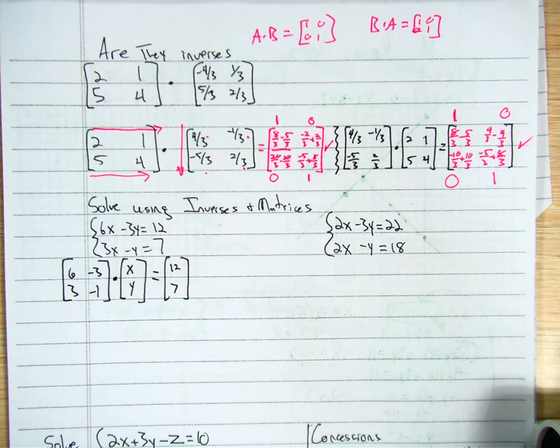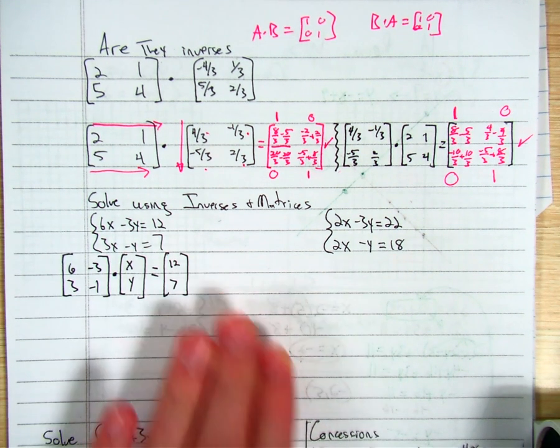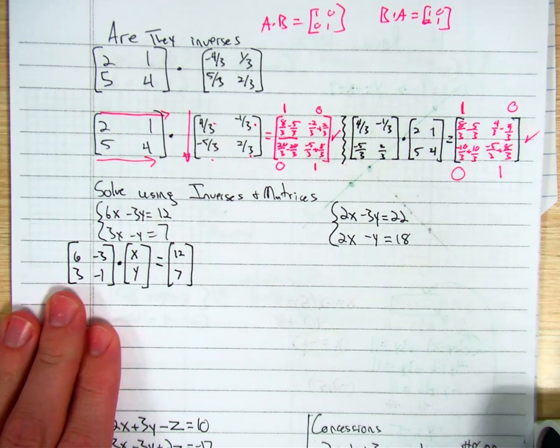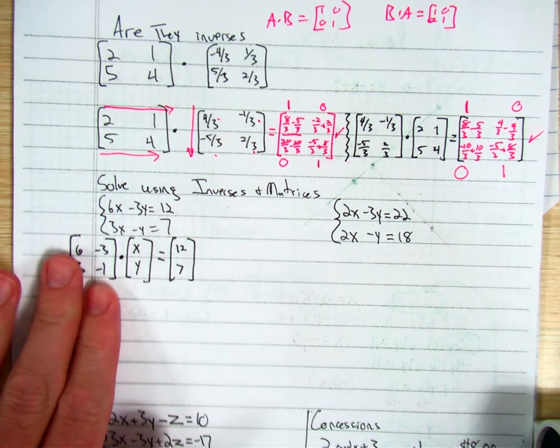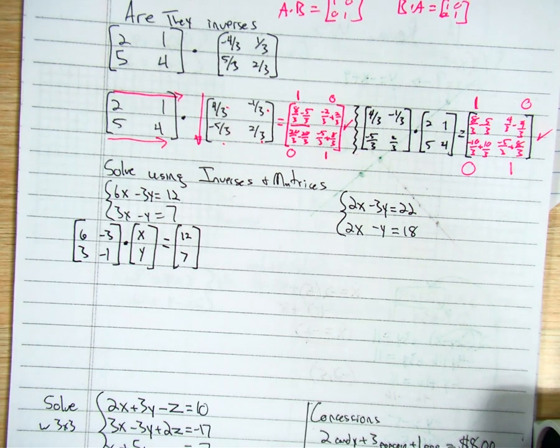Okay, now to solve, it's just like a regular equation. We got numbers times a variable equals the answer. You would do the opposite, or the inverse. So I need to do the inverse of this matrix to both sides. So now I need to find that inverse.